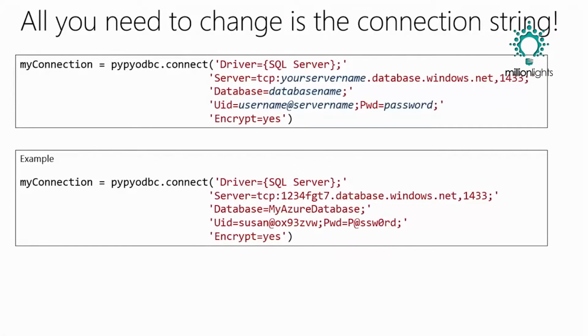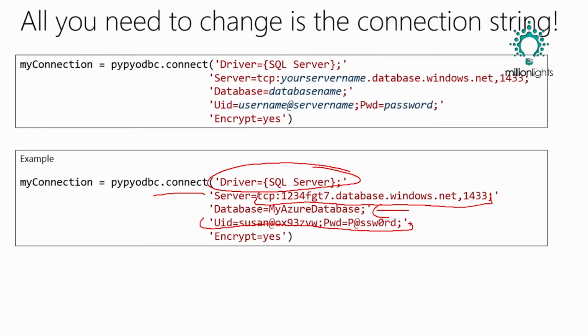What do I have to change? All I have to change is the connection string. That's the only thing that actually needs to be changed. So I just have to specify an appropriate driver. I'm still using the PyPy ODBC library. I'm still calling the connect method. The difference is that I'm going to have to specify the server as that big, long Azure server name we saw in the portal. The database will be whatever I call my database. My user ID and password have to be the appropriate user ID and password to connect to my Azure database.